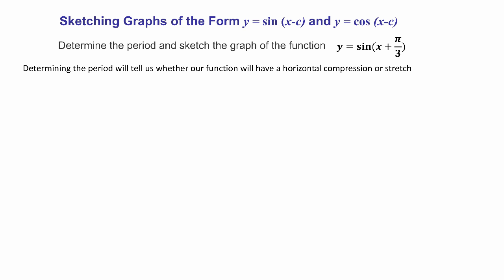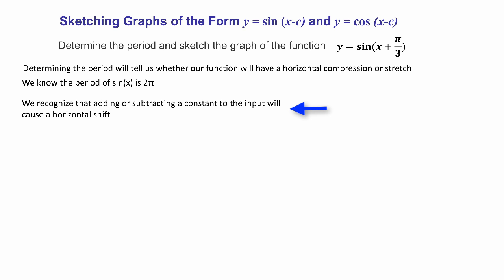And if you remember, when we determine the period, this will tell us whether our function will have a horizontal compression or stretch from the function y is equal to sine of x. We know that the period of the sine of x is 2 pi. We also know that the way that you modify a period is to multiply your input by something. So if you notice in our example, x has a multiplier of 1. Its coefficient is 1, so that means there's going to be no effect on the period. So the period of the sine of x plus pi over 3 is 2 pi. So no horizontal compression or stretch going on here.